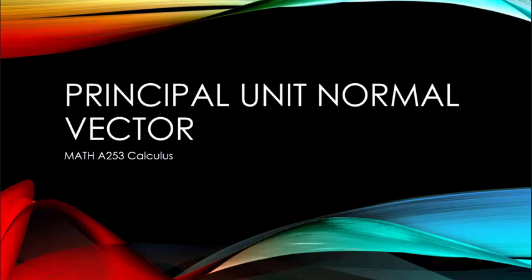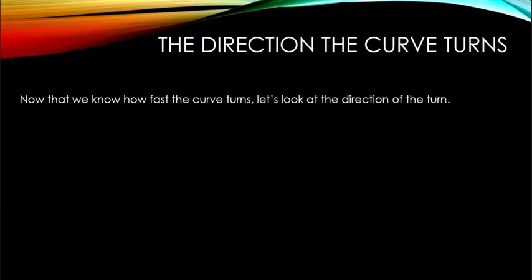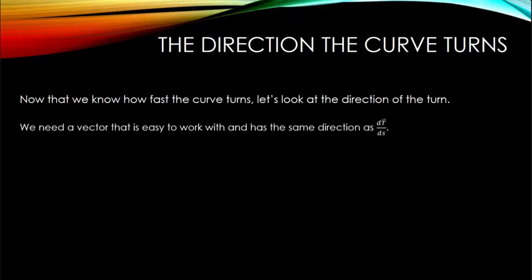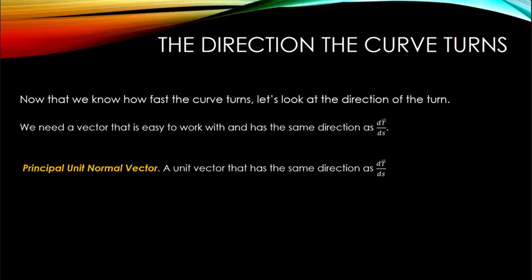In this video, I want to discuss something called the principal unit normal vector. Now that we know how fast a curve turns, let's look at the direction of the turn. We need a vector that's going to be easy to work with and that will have the same direction as the derivative with respect to s of the unit tangent vector. This vector is what we call the principal unit normal vector.